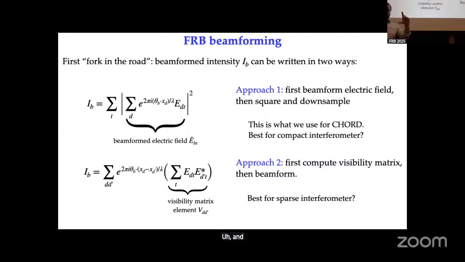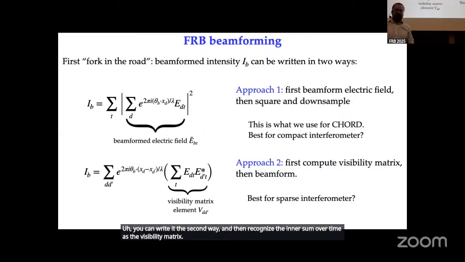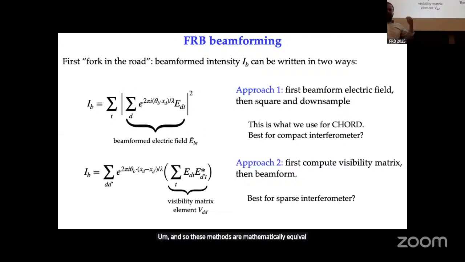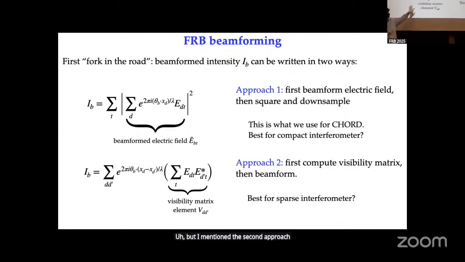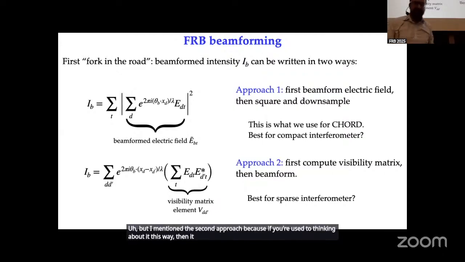If you expand out the square and rearrange the sums, you can write it the second way, and then recognize the inner sum over time as the visibility matrix. And so these methods are mathematically equivalent. We do the first one in CHORD. I think it's always best in the limit where the interferometer is compact. But I mentioned the second approach because if you're used to thinking about it this way, then it might look really different. Okay.